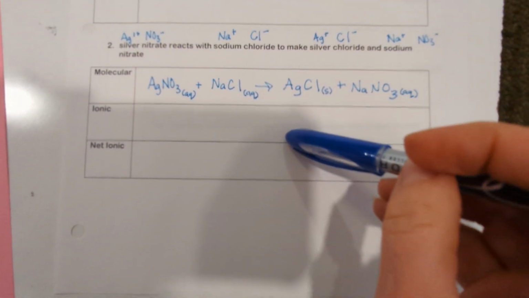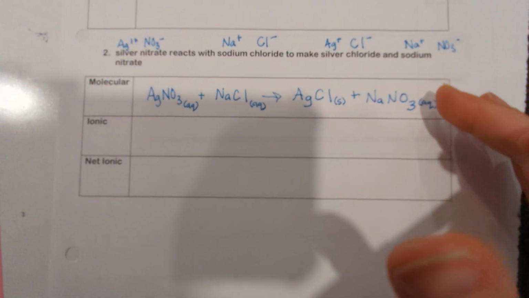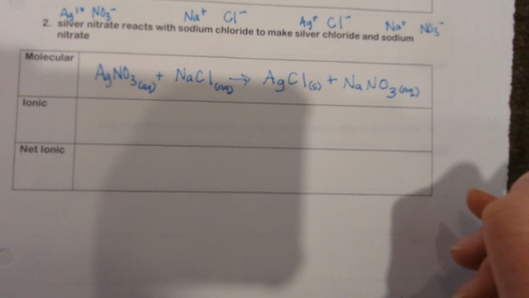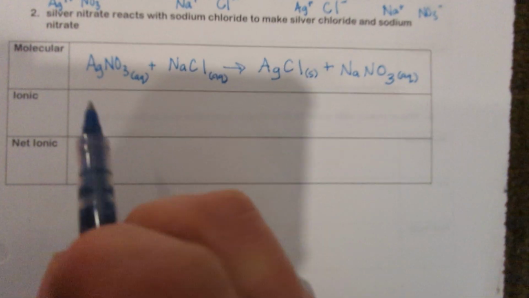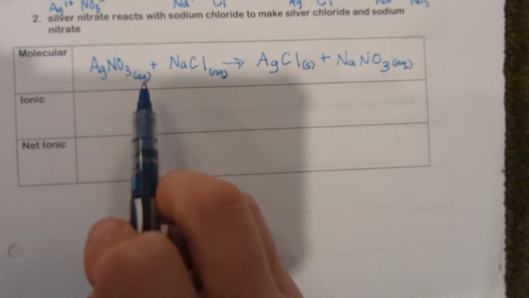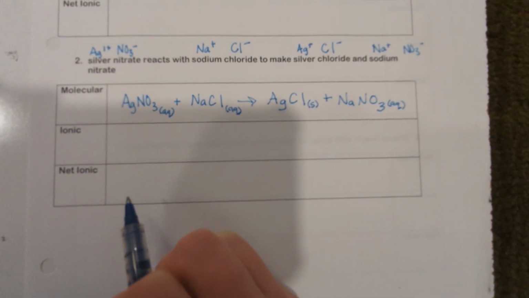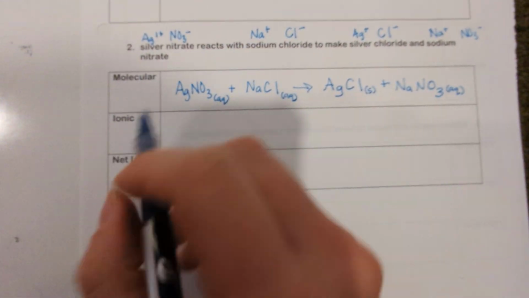For the ionic equation, this is what happens. We look at what happens to this when I drop it in water. Once it's dropped in water, anything that's aqueous breaks apart into its ions. So, kind of a note for an ionic equation, anything that's aqueous breaks apart.